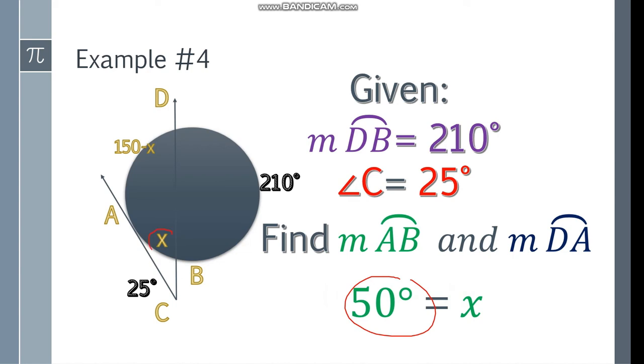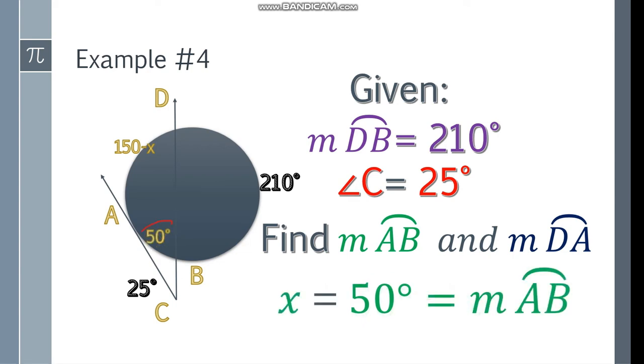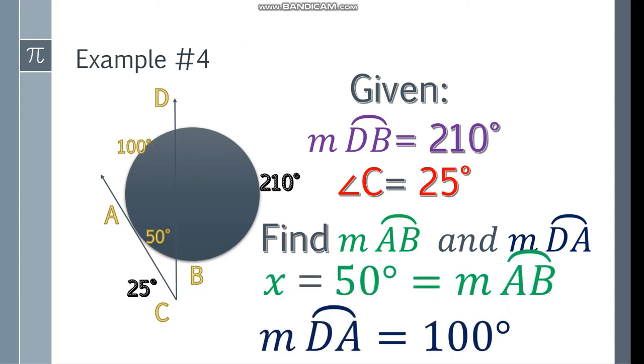So, pwede mo nang palitan to. That will be 50 degrees to. Para makuha to, syempre, 150 minus 50 is equal to 100. So, 100 degrees daw yung arc BA, at ang AB ay 50 degrees.